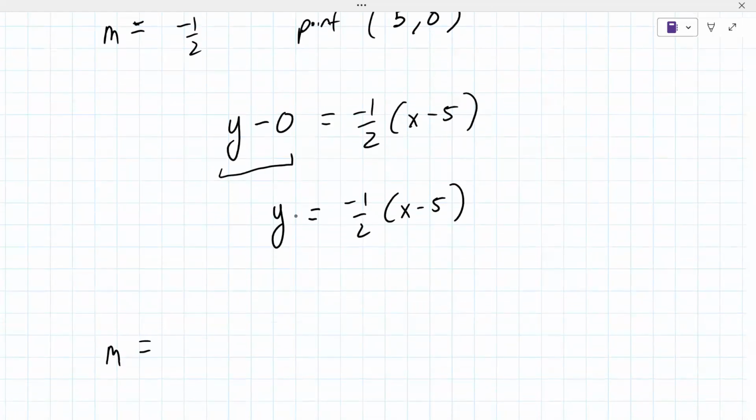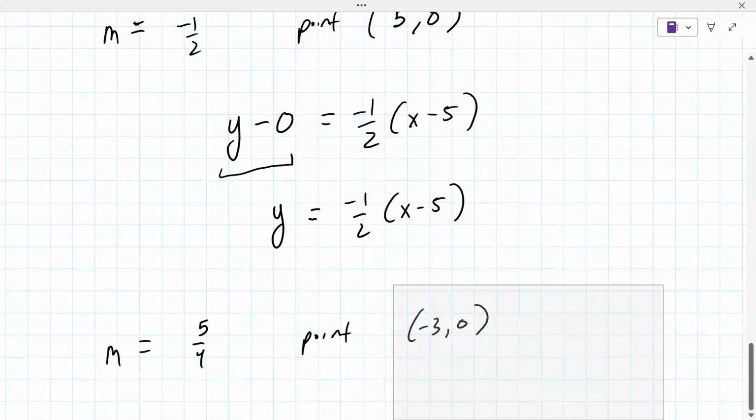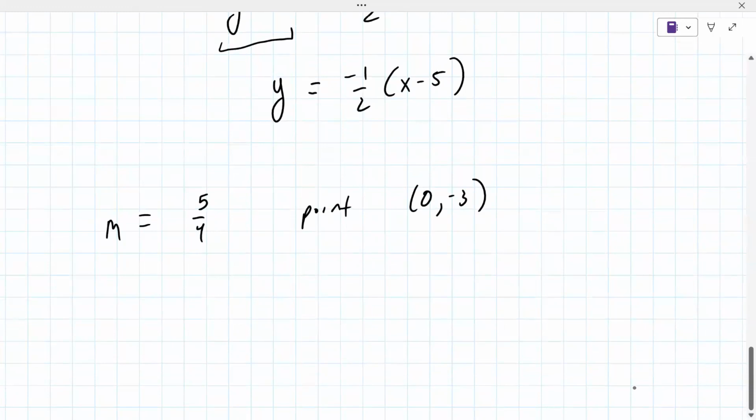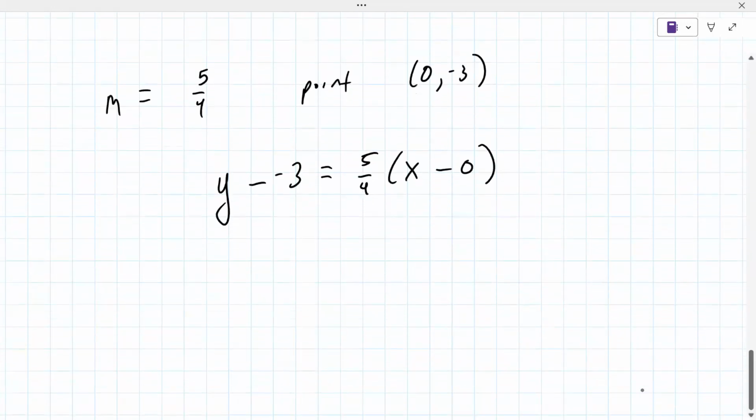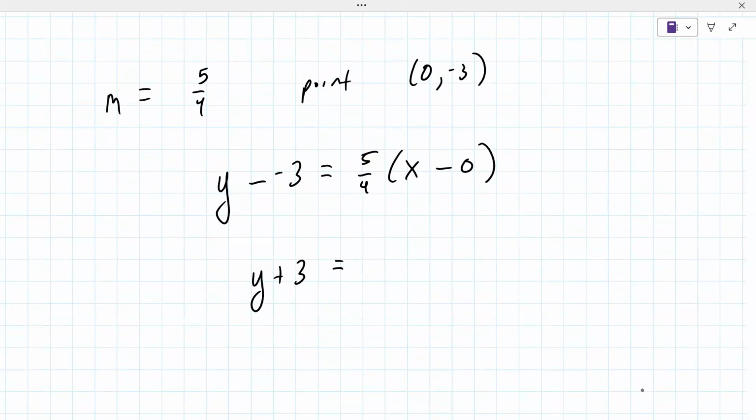Same thing, let's say the slope is 5/4 and the point is 0, -3. Didn't want to do the same one again. So that's y minus a -3 equals 5/4 times x minus 0. And so that's y plus 3 equals 5/4 x. If there's a subtraction by 0 again, you eliminate it. Any questions on that before we move to a more difficult thing?